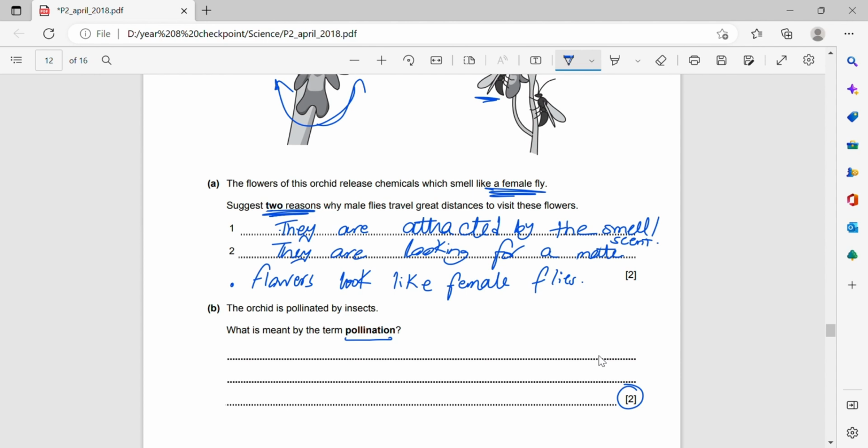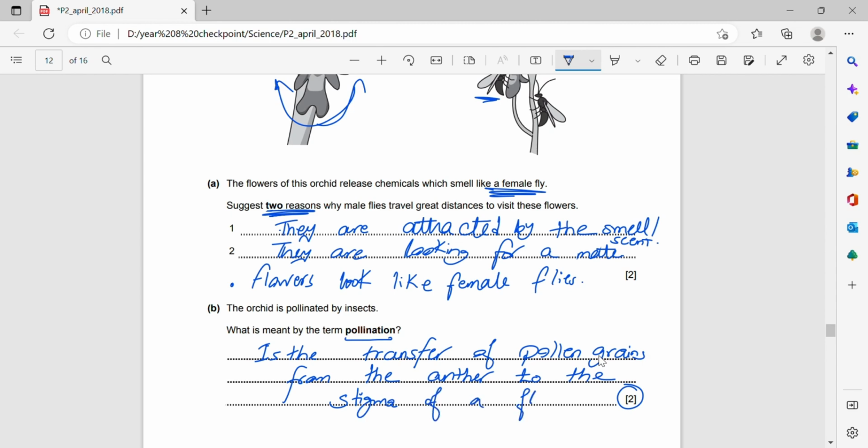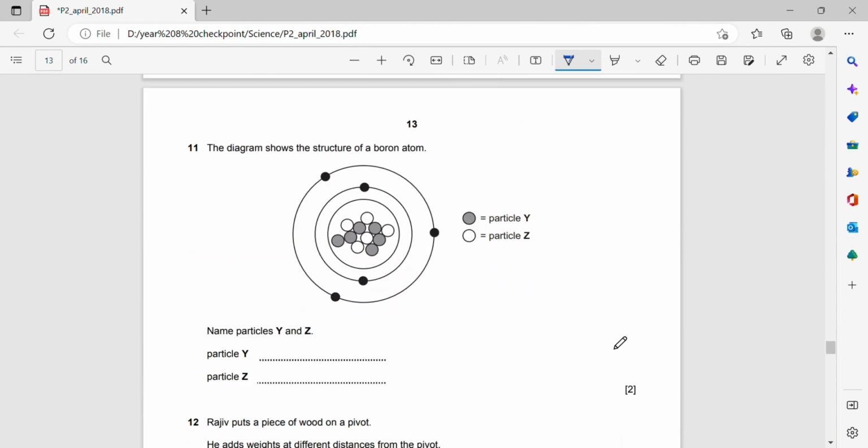So the pollination is the transfer. We should write this word. Transfer of what? Transfer of pollen grains from the anther to the stigma of a flower. This is pollination.